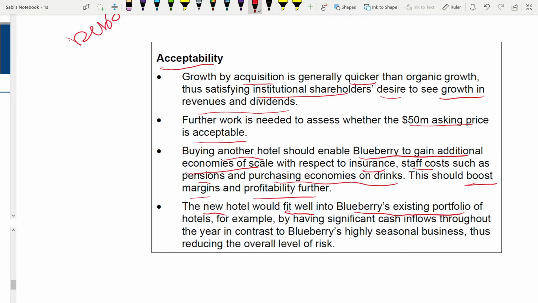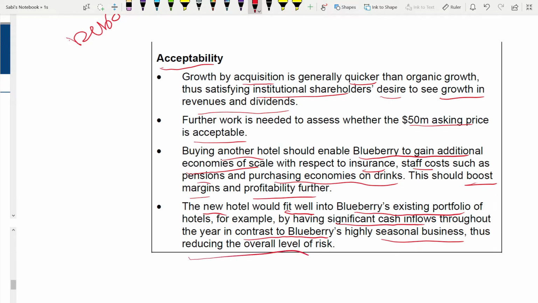For example, by having significant cash inflows. Why? The new hotel has significant cash inflows throughout the year. In contrast to Blueberry. Blueberry, do they have? No. Because they are in a highly seasonal business, as I told you, coastal area. They are highly seasonal businesses. So, because of this, you are reducing the overall level of risk.